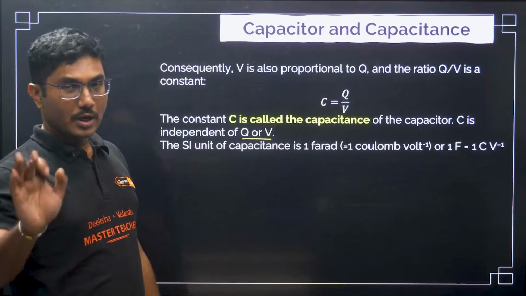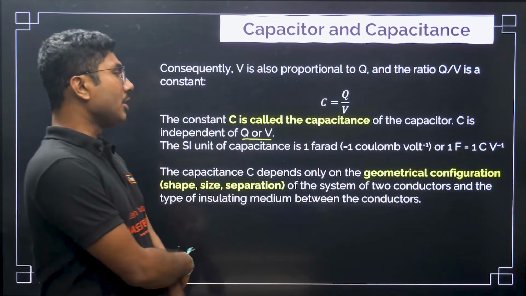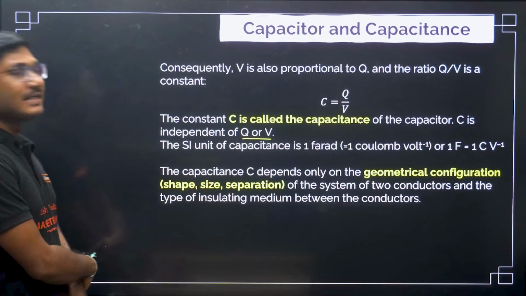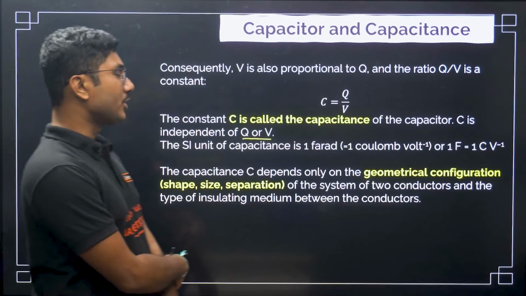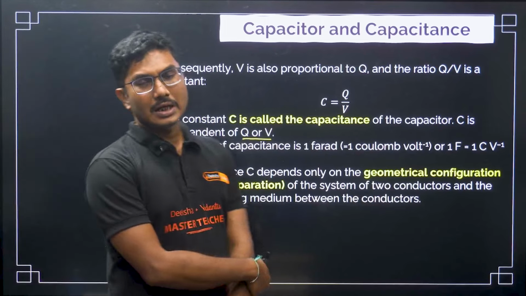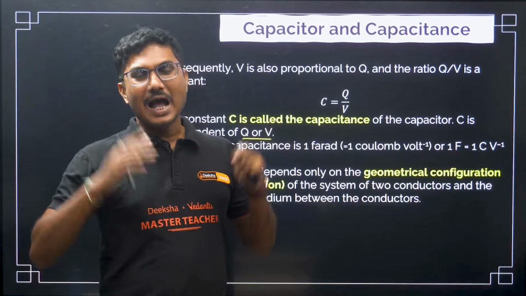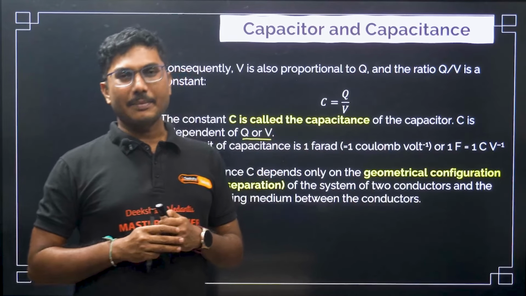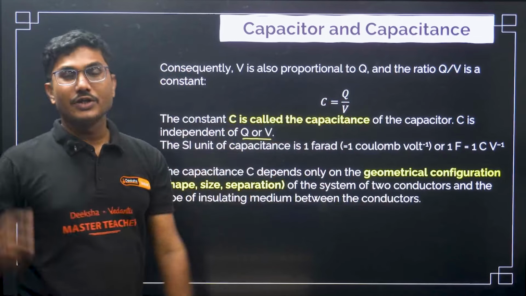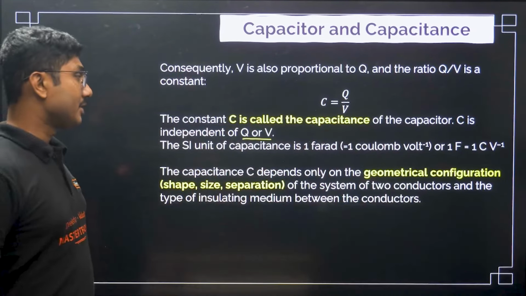By the way, if you have missed it, the capacitance C depends only on the geometrical configuration, shape, size, and separation of the system of the two conductors, and the type of insulating medium between the conductors. So, it depends on the shape, size, area, and what you have kept inside the capacitor. That is the major thing. It is independent of charge and voltage. We have seen some new MCQ questions from this concept.